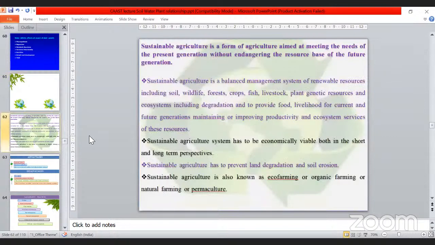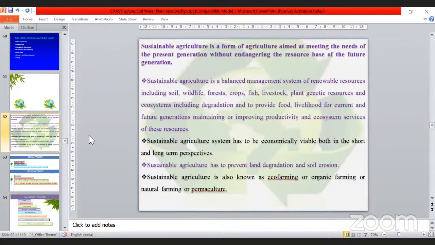Sustainable agriculture, everybody knows, by definition is the balanced management system of renewable resources, which can be used again and again, including the soil, wildlife, forest, crop, fish, livestock, plant genetic resources, and ecosystem, without degradation, and provide food and livelihood for current and future generations, maintaining or improving the productivity. Maintaining is very important, and the second is improving the productivity and ecosystem services of these resources. So this is very important.